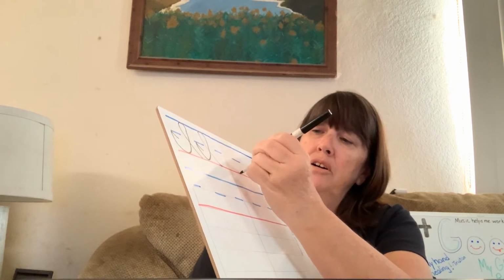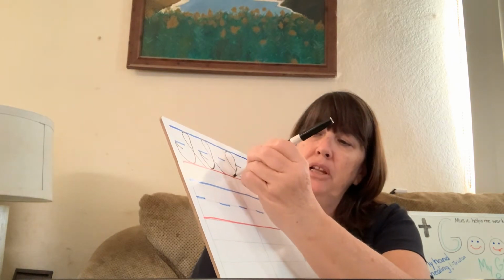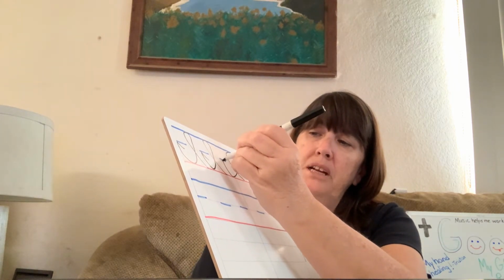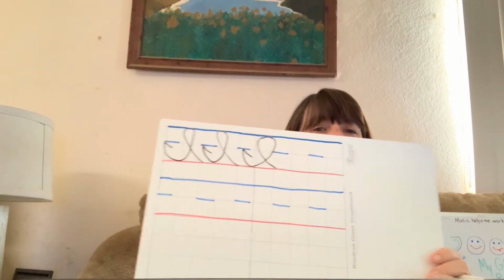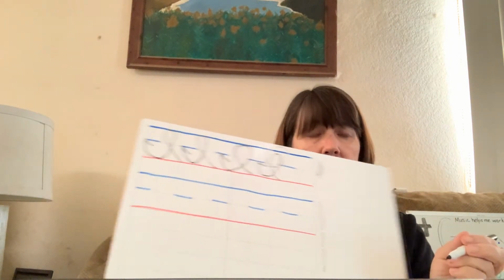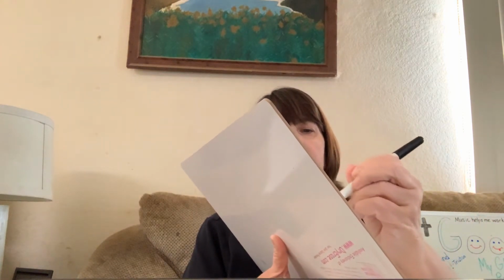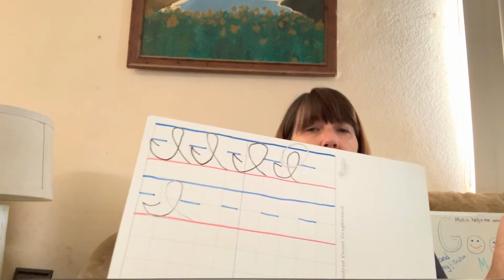So overcurve up, curve down, cross below the midline, go up to the midline, and retrace back. Okay, so you want to make sure you touch the top line, because it's a tall letter. And we want to make sure that we stop at the midline. We don't stop below the midline, okay?